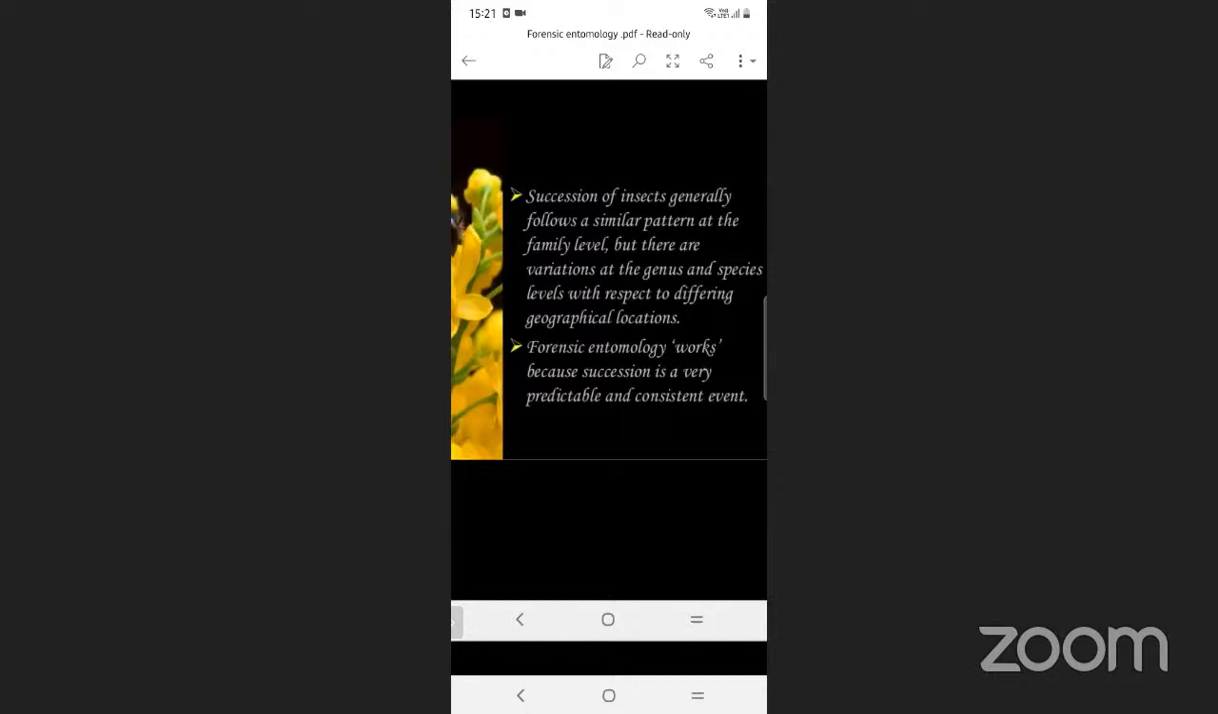Okay, it has been noted in the slide. The age of the oldest insects on the body determines the minimum of the postmortem interval, PMI.